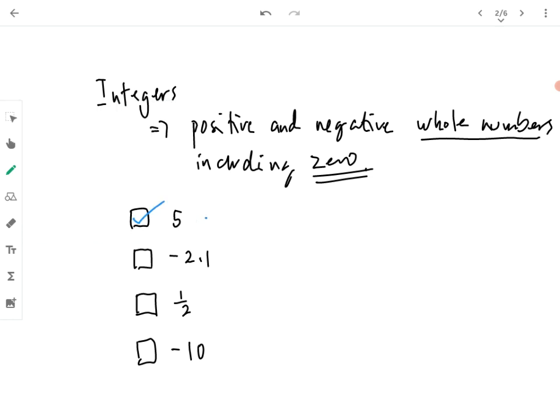Negative 2.1 is negative, but it's not a whole number, so this is not an integer. 1/2 is positive, but it's not a whole number, so this is not an integer. Negative 10 is a negative whole number, so this is an integer.